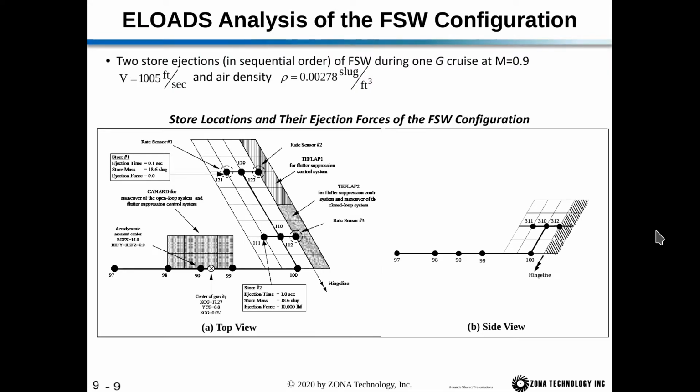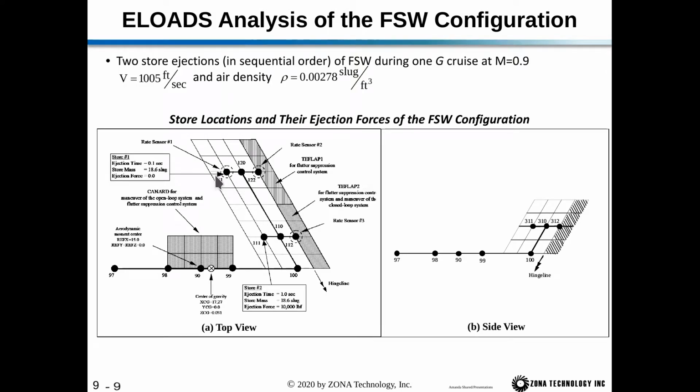So let's look at an example here. This is a ZAERO standard test case, the forward swept wing. So we have 2 store ejections in sequential order of the forward swept wing during 1G cruise at Mach 0.9, velocity of 1,005 feet per second, and the given air density. The store locations: store number 1 is at this grid point, and then store number 2 is at this point.